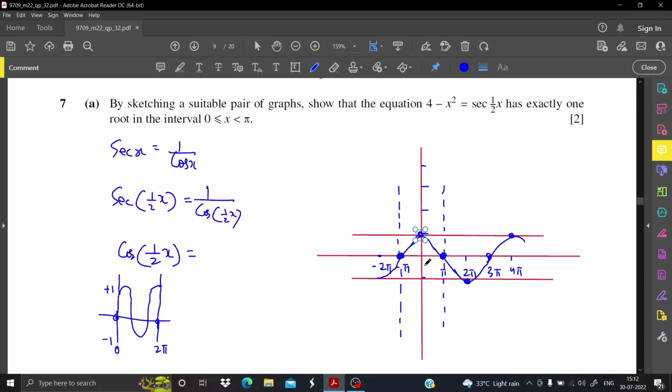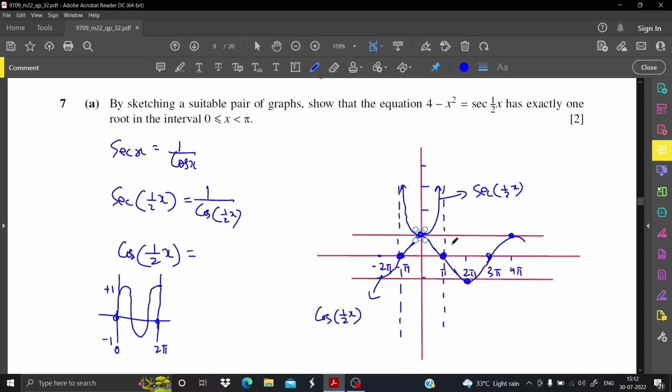Wherever you find the peaks of the cos graph, the secant just takes a turn over there. So, for example, I can draw a simple secant graph here like that. That's it, you're done. So this is your secant half x, and this is your cos of half x. It shouldn't take much time. This is the professional way of sketching the curves.